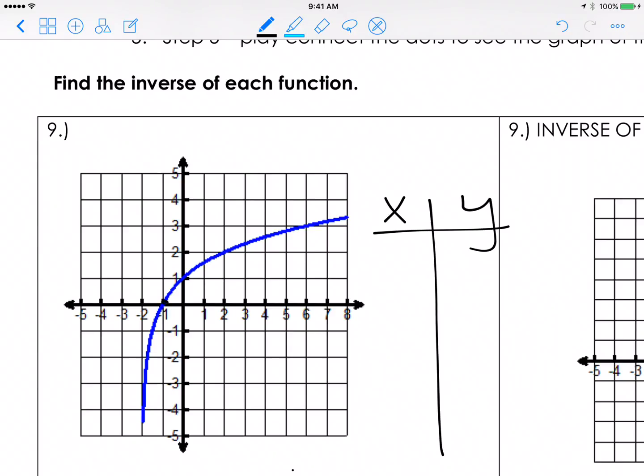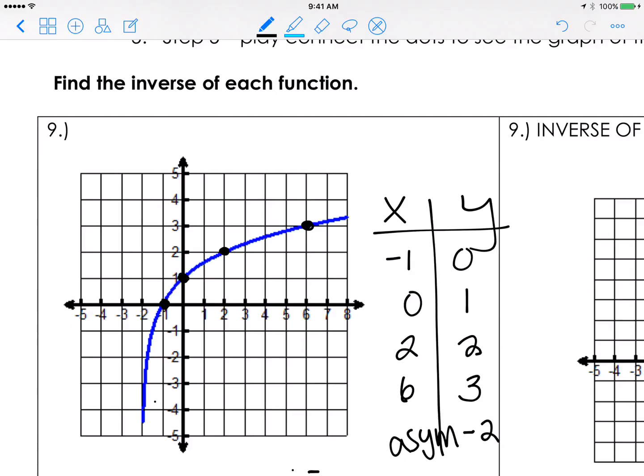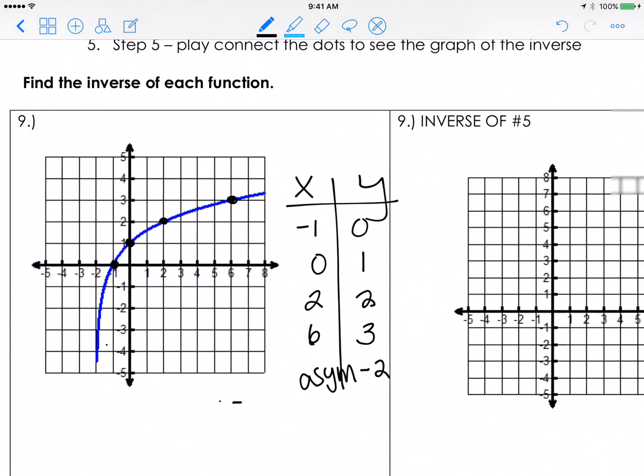So I see this point right here, which is negative 1, 0. I see this point, which is 0, 1. This point, 2, 2. See this one, 6, 3. And it would be nice if we could get somewhere at the bottom over here, which we can try to get close to. Well, we know our asymptote is going to be, let's put our asymptote up there, negative 2. Do you guys see that asymptote right here? Negative 2.